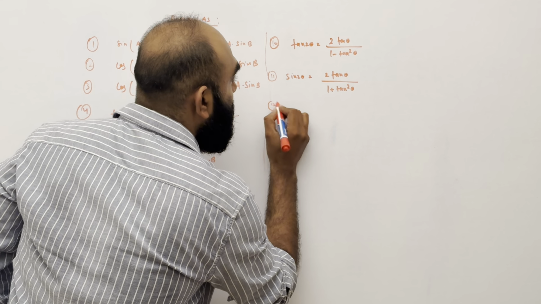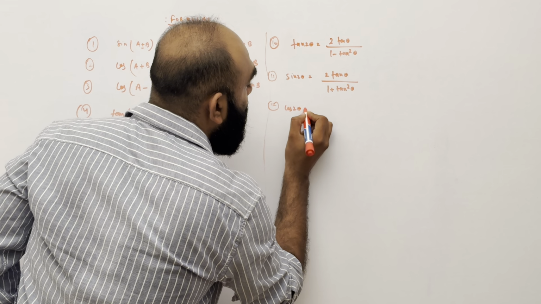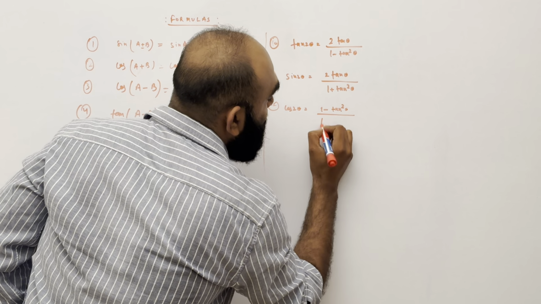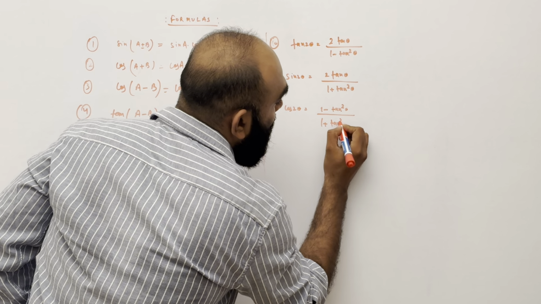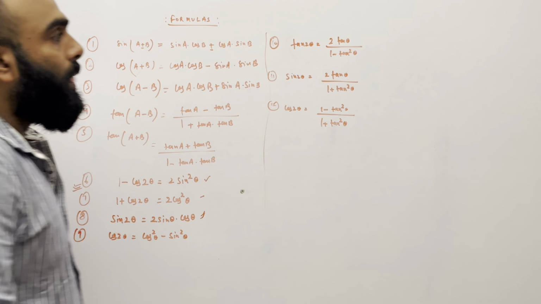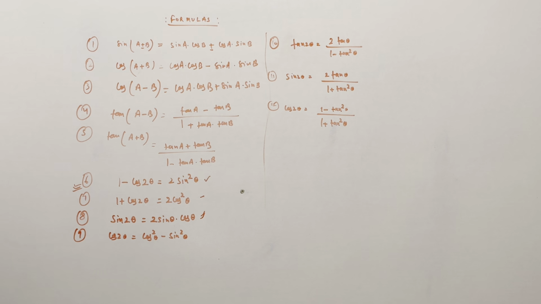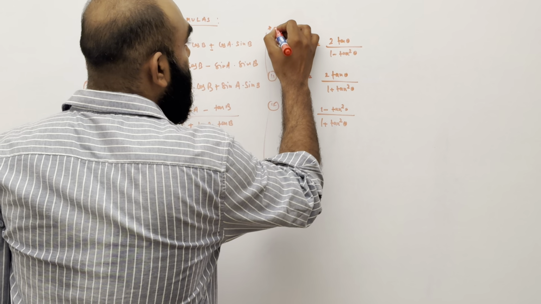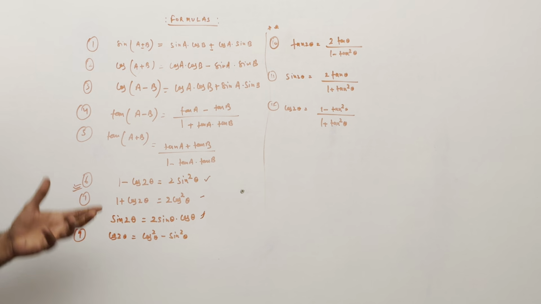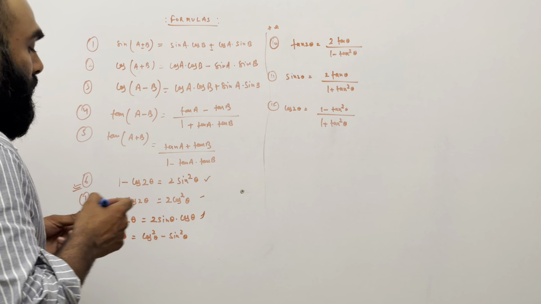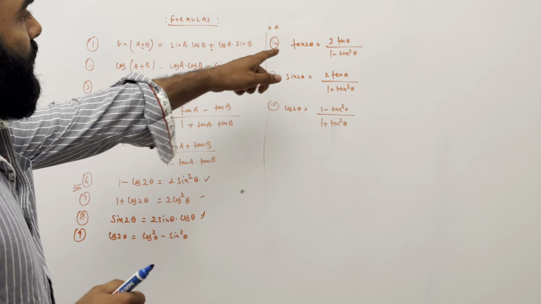And 12th one, cos 2 theta is 1 minus tan square theta divided by 1 plus tan square theta. So these are the three formulas. These are also very, very important formulas. Put a star mark on all these things. Star marks on all the formulas. Very, very important.